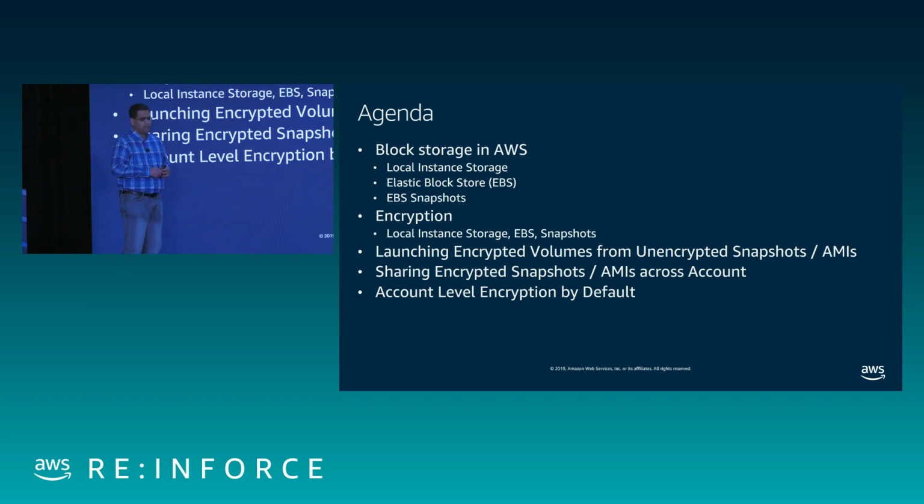Today what we'll walk through, and I'm actually going to do a show of hands in a minute, is a little bit on block storage in AWS, because oftentimes what I find is customers don't have the latest, greatest info, so hopefully a short blurb on that. Then we'll dive right into encryption, what we are doing with local instance storage, what we're doing with EBS, what we're doing with snapshots, and from there on, we will talk about the new features that we've just launched, so that you have a better sense of what they can do for you.